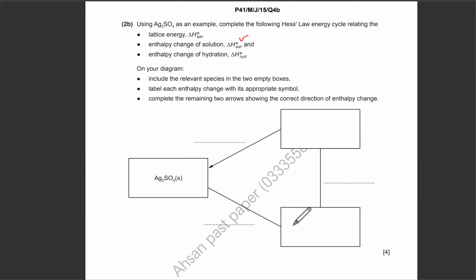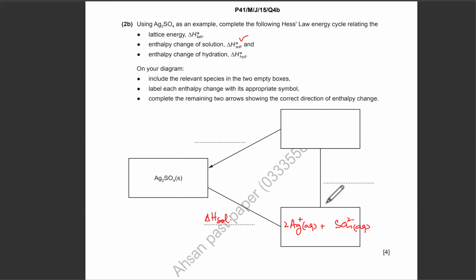So it's going to dissociate into its ions, right? So it's going to form what? 2Ag+ (aq) and SO4 2- (aq). So what is the name given to this? That is solution. Okay, this is delta H solution.